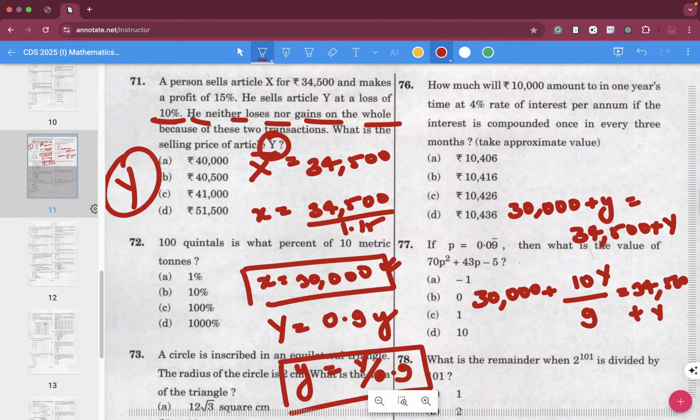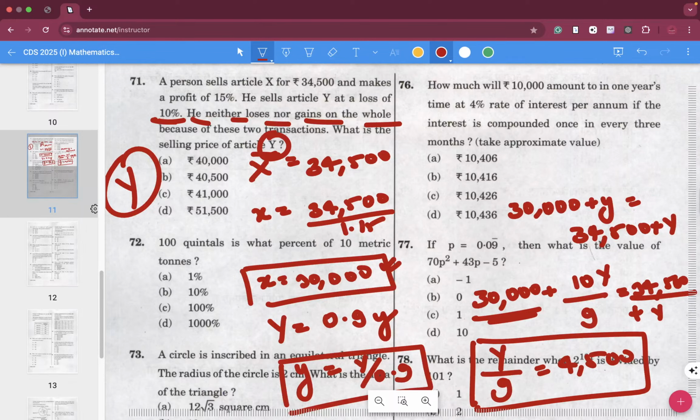Now if you take all the Y on the left hand side, how much will it be? It will be capital Y by 9, and now 34,500 minus 30,000 is 4,500, right? So what is the value of capital Y over here, folks? The value of capital Y will be 4,500 into 9, which will give you 40,500.